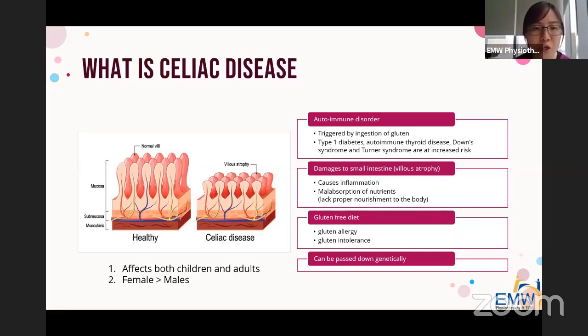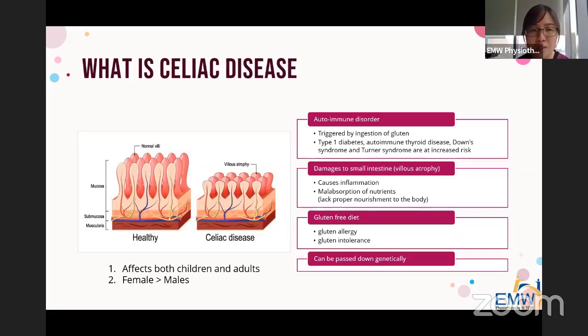You can look at the picture on the left. When there is villous atrophy, the villi of the small intestine get shorter, and this affects the absorption of nutrients in the body. It causes malabsorption and deficiency of micronutrients and macronutrients, like iron and folate, which in turn leads to an increased risk of osteoporosis, anemia, etc.